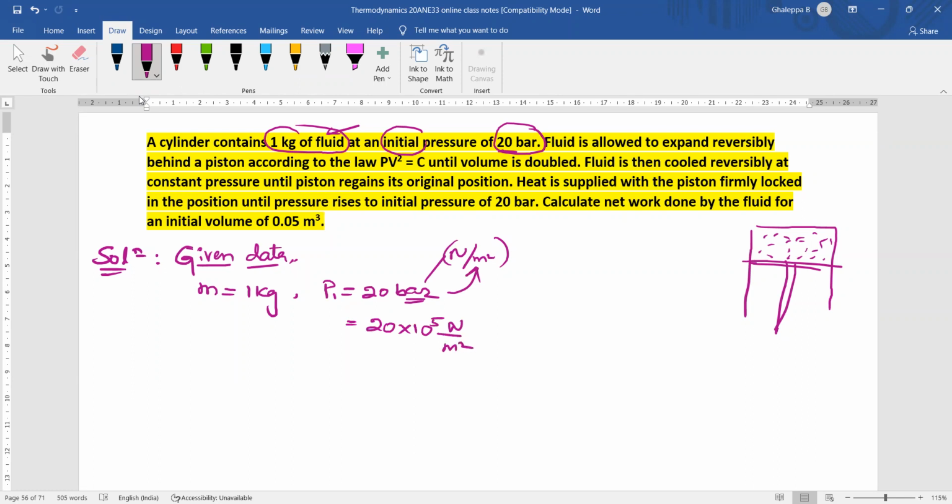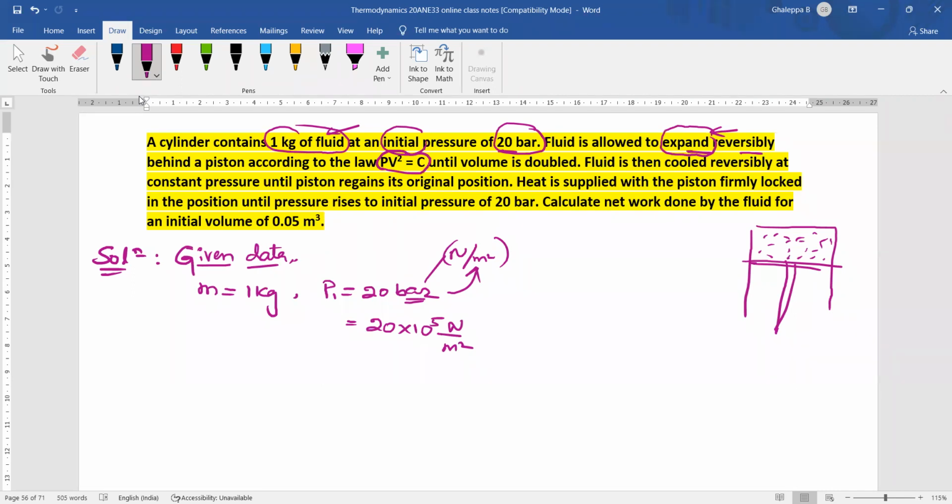Next, fluid is allowed to expand reversibly behind a piston according to the law PV square is equal to constant. So here there are many words he has given. Okay, expand. This is one keyword you need to remember. Means the first process is expansion process. What type of expansion? It is PV square is equal to constant.